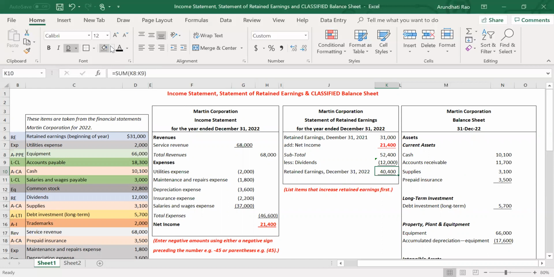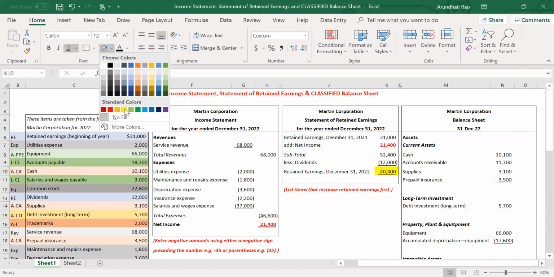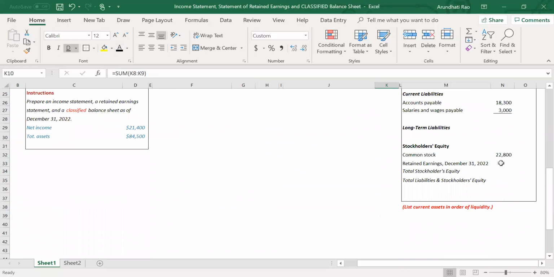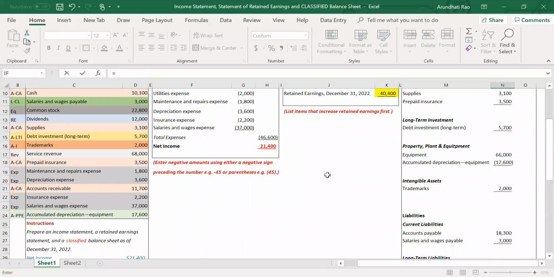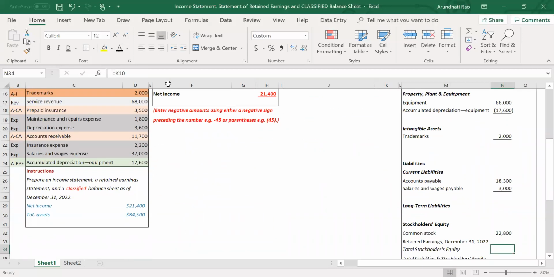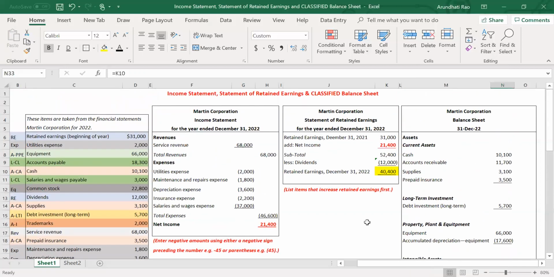Now again, remember this number, 40,400, is going to come over here. And let me bring that down here. Make sure I have the correct reference. At 40,400. Oops, I put it in the wrong spot. Let me see if I can move it here easily. Yes, I did, thank goodness. The wonderful world of Excel. So we have 40,400. Now let's move on to the balance sheet.